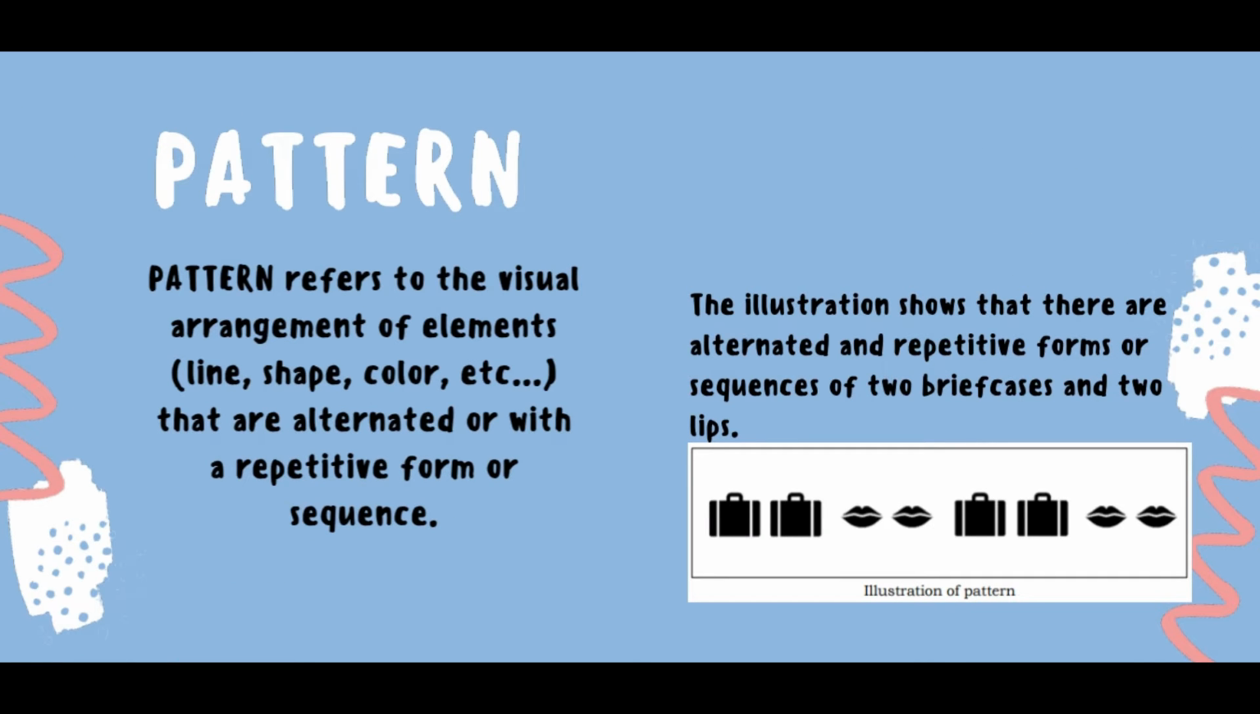Pattern. Pattern refers to the visual arrangement of elements like line, shape, color, form, texture, space, and value that is alternated or with a repetitive form or sequence. The illustration shows that there are alternated and repetitive form or sequence of two briefcases and two lips.